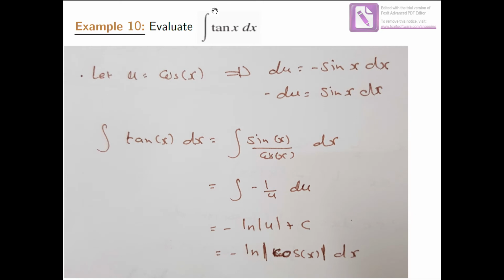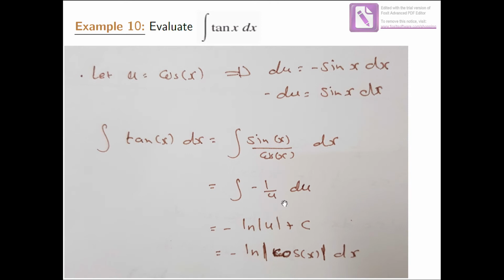Then we have to evaluate the integral of tan x dx. So we know that tan x is equal to sine x over cosine x dx. So we need to find the integral of sine over cosine. If we assume u is equal to cosine x, then du will be, the derivative of cosine will be minus sine x dx. Here we have sine x dx, but here we have minus sine x dx. So we need to take this minus to the other side, so we have minus du is equal to sine x dx. Now we can replace sine x dx by minus du, replacing 1 over cosine x by 1 over u.